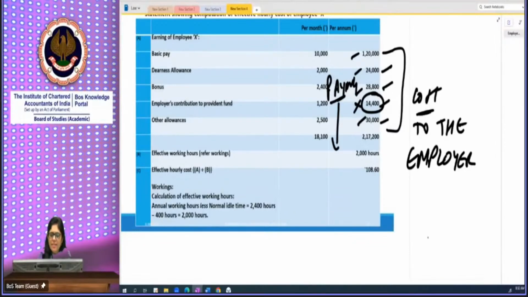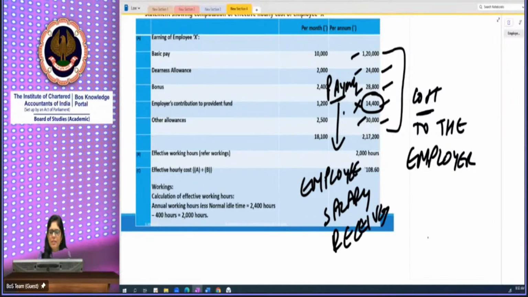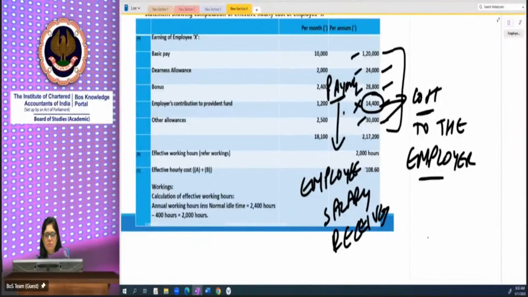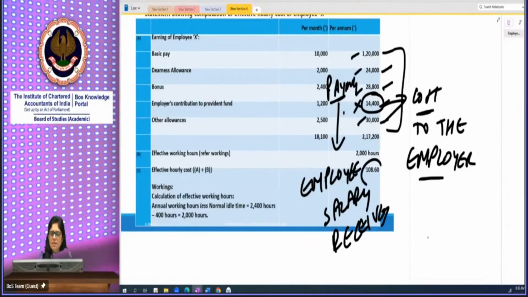And this is what the employee gets as salary, what the employee receives. But it is total cost to the employer. It includes PF also. So this is the labor cost per hour, 108.6. So total 2,400 hours, and then minus the normal idle time. Clear? I hope you have understood this question. Very good. Most of you have calculated 108.6 perfectly.